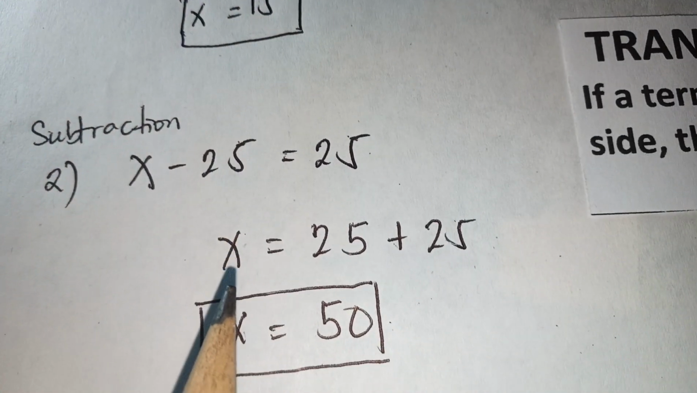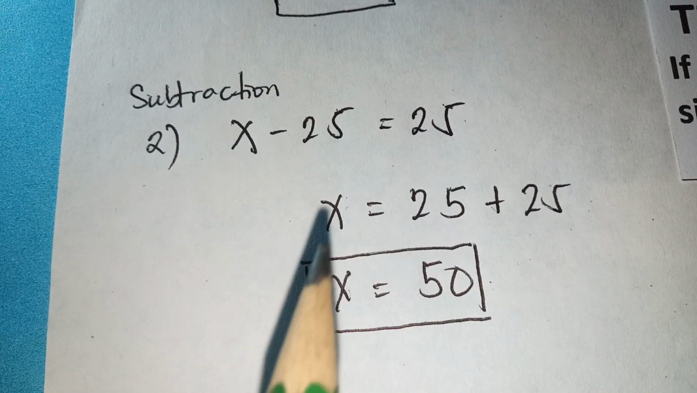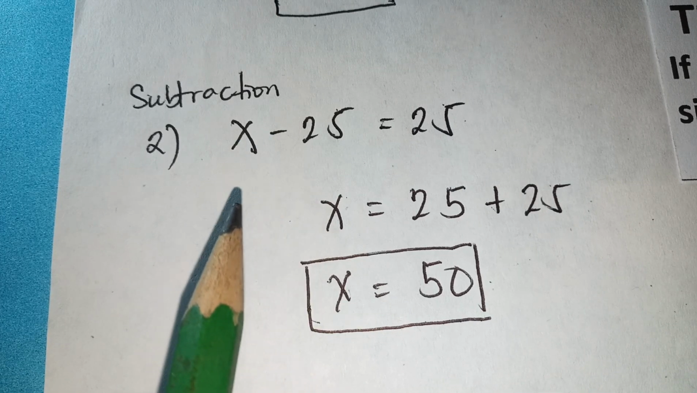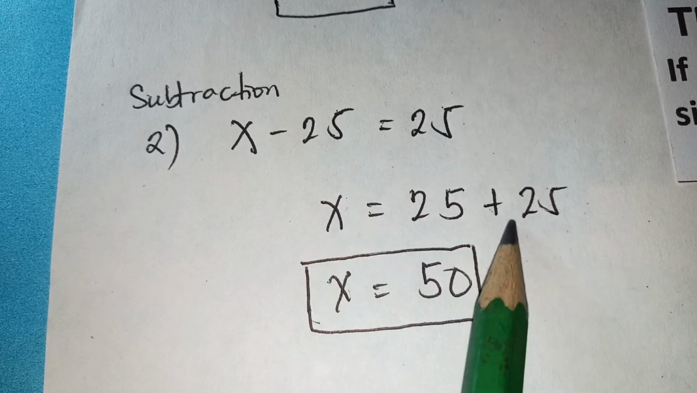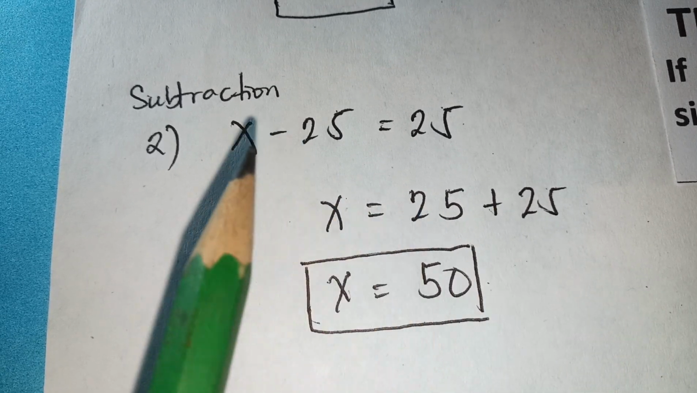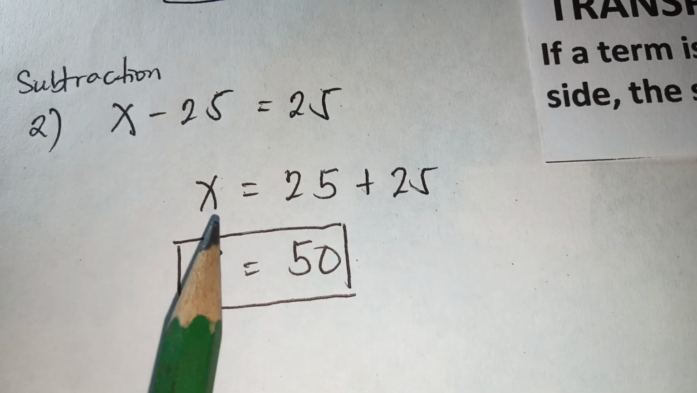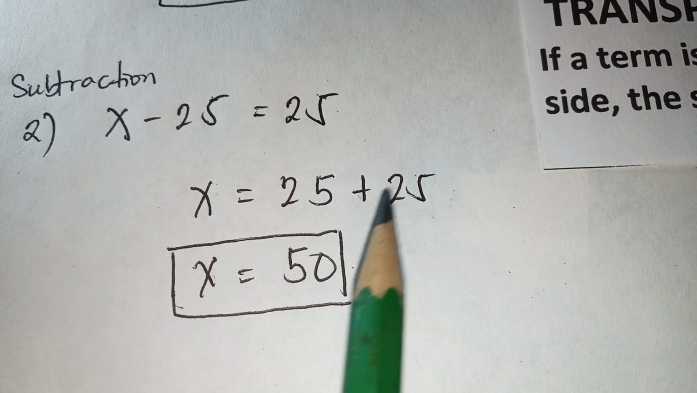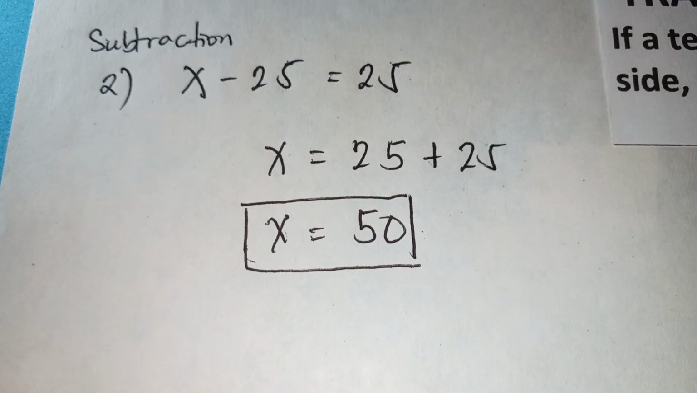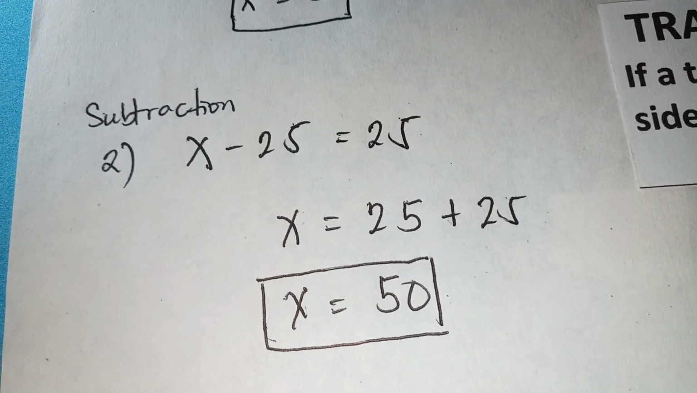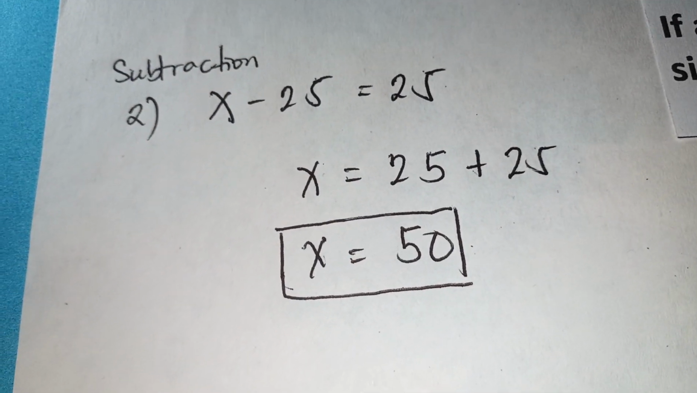Okay, pag subtraction. Ito. x minus 25 equals 25. Anong kasama ng x? Dito, minus 25. Pag transpose mo siya sa kabila, yung minus 25 ay magiging plus 25. Kaya, x equals 25 plus 25, x is 50. Okay. Ganun lang. Yan yung madali ang computation.